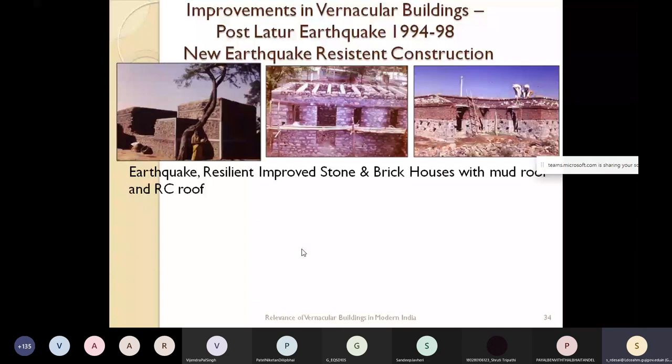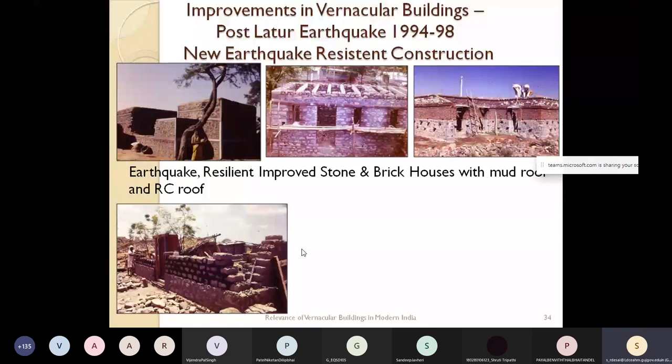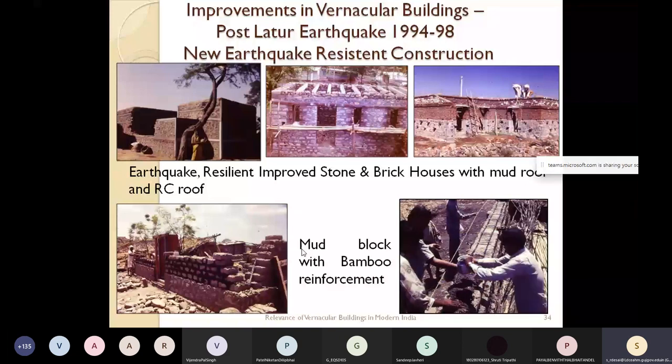Also, the poorer people there were building mud block or adobe houses. And with our intervention, we also demonstrated to them that bamboo can be used as reinforcement, as a band at different levels. So these kinds of things were done. Some more examples.